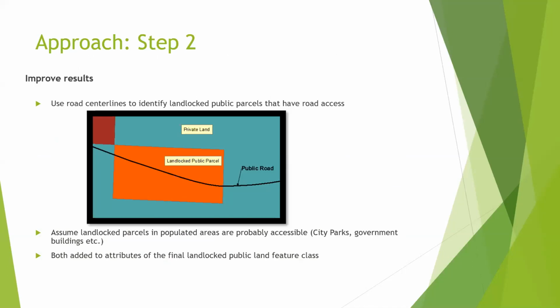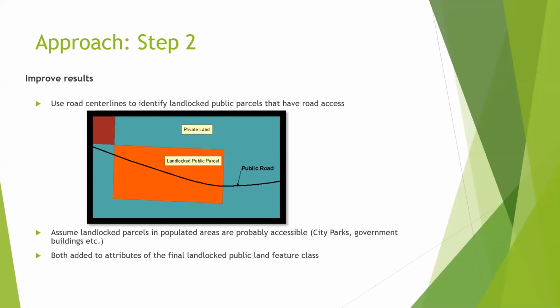In order to make the results more meaningful, I identified landlocked parcels that are next to public roads or that are in populated areas. The assumption is that even if a public parcel appears landlocked from the analysis, if a public road runs through it, it would no longer be considered landlocked. The other assumption is that landlocked public parcels in populated areas are likely accessible, but due to identification constraints of the algorithm, they appear landlocked.